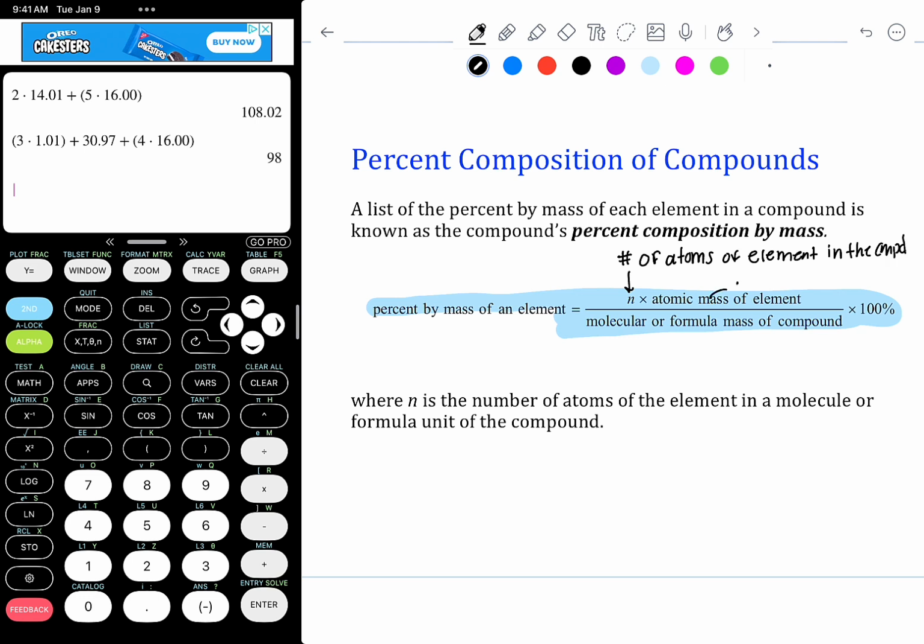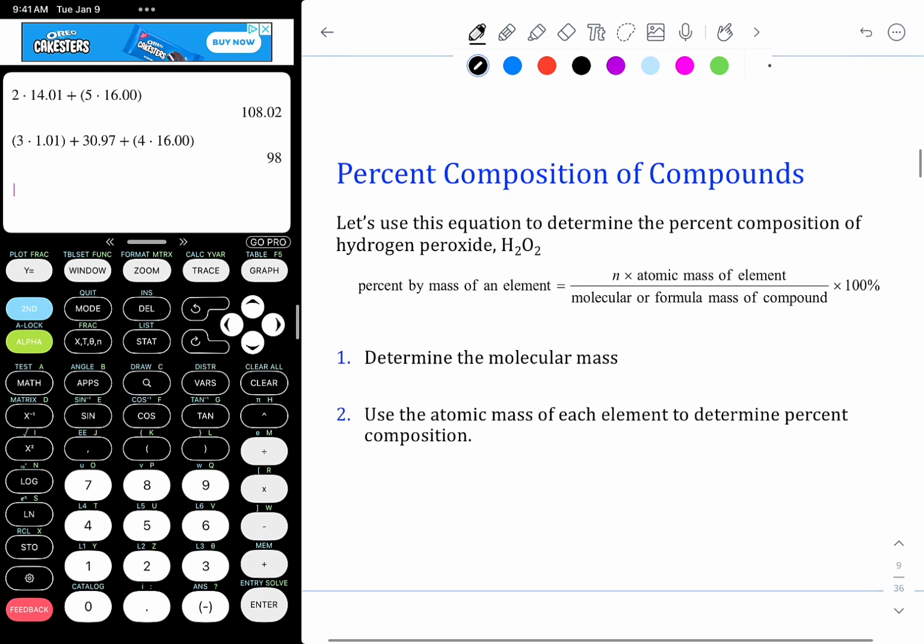The atomic mass is from the periodic table, and the molecular or formula mass we have to calculate using our masses, just like what we were doing before. So we're going to take the number of atoms of each element, multiply it by its atomic mass, divide it by the total mass of the compound, and then multiply it by 100 in order to get a percent. We have to multiply by 100 in order for it to be in terms of percentage. So let's look at an example of that.